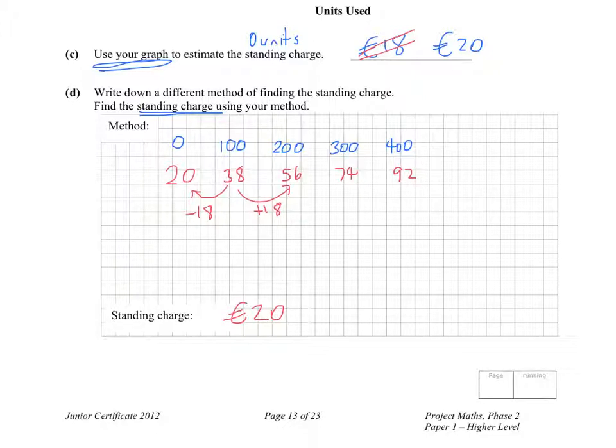And finally, before I move on to part E, what I would say is if you had found at this stage the Tn expression, the nth term or the general term expression, the formula that describes what's going on, you could use that to find out your standing charge. What I'll do is I'll go through part E, I'll get my formula, and then I'll show you what I mean.